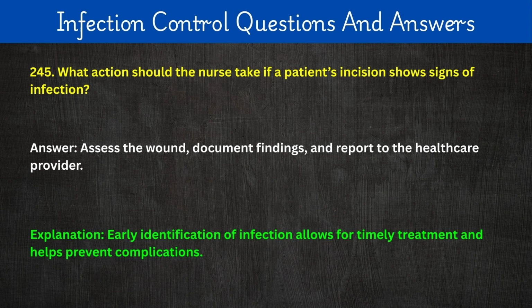245. What action should the nurse take if a patient's incision shows signs of infection? Answer. Assess the wound, document findings, and report to the healthcare provider. Explanation. Early identification of infection allows for timely treatment and helps prevent complications.